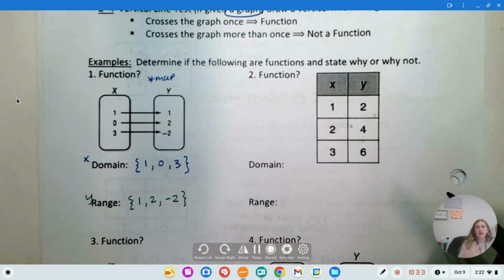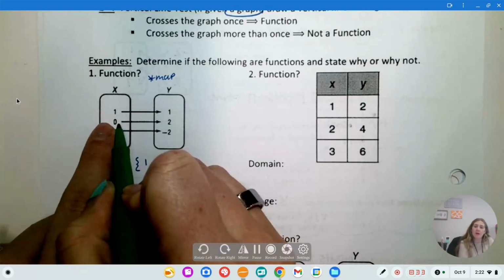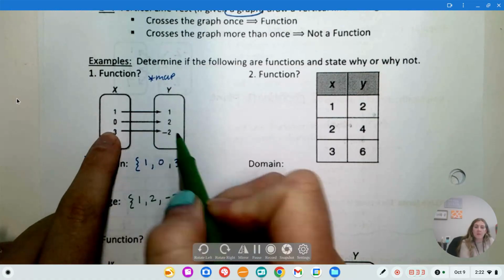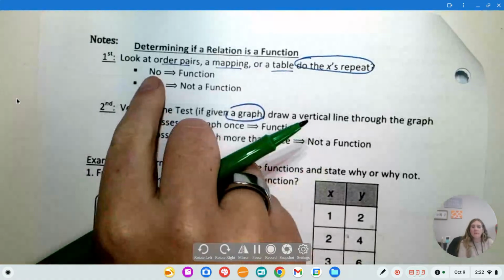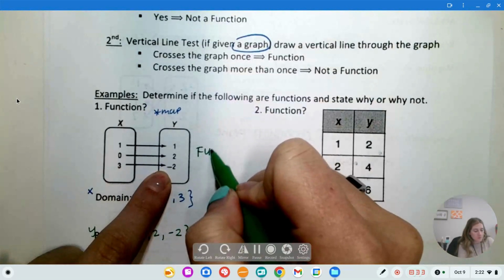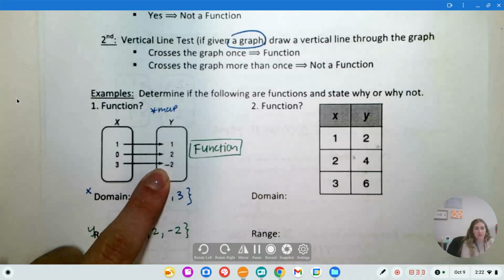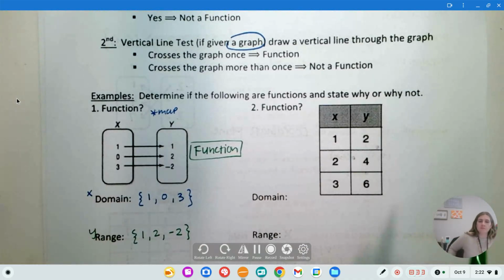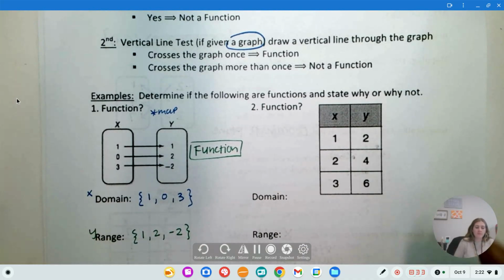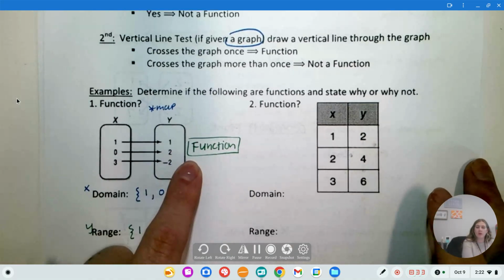Now determine, is this a function? If only one arrow is coming out of every x, that means the x's do not repeat. So if they do not repeat, this is a function. So we've got a map, domain, range, this is a function.